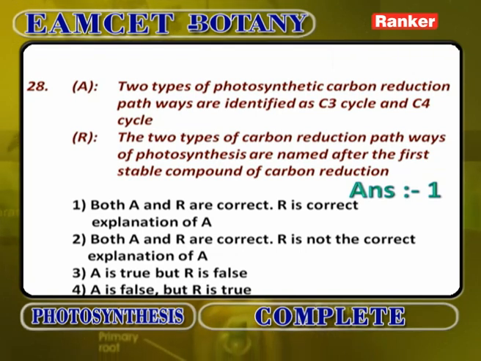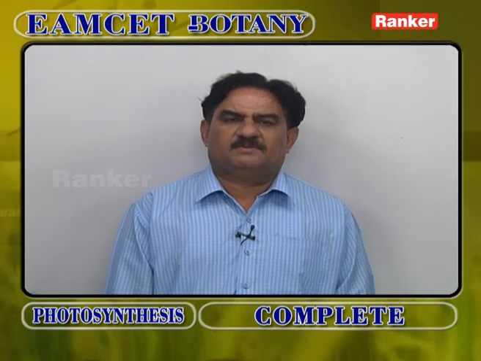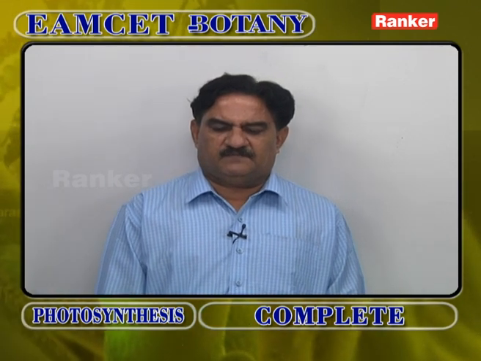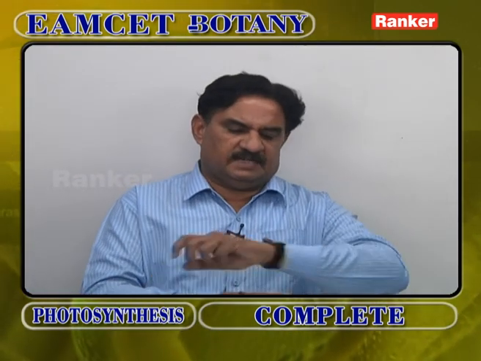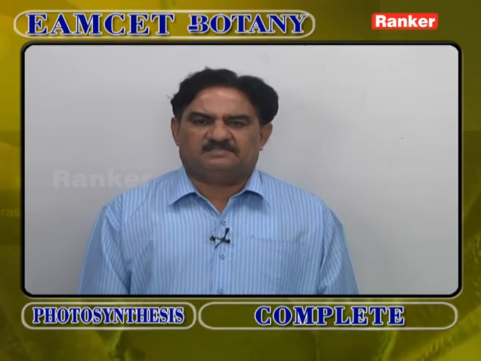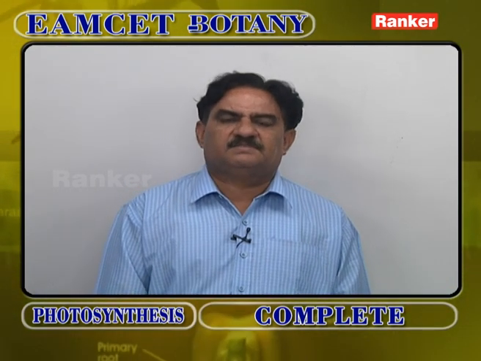Two types of photosynthetic carbon reduction pathways are identified as C3 cycle and C4 cycle. C3 cycle is one photosynthetic carbon reduction, C4 cycle is another. The two types of carbon reduction pathways of photosynthesis are named after the first stable compound formed of carbon reduction. When 3-phosphoglyceric acid is formed, it is called C3 cycle. Whenever oxaloacetic acid is formed, it is called C4 cycle. So the assertion is correct.